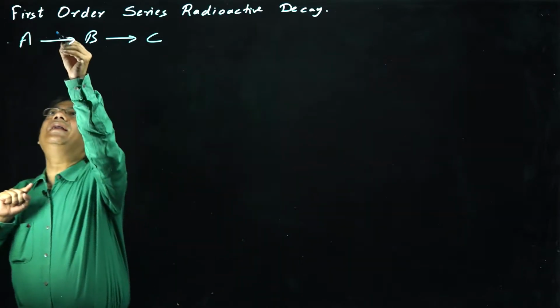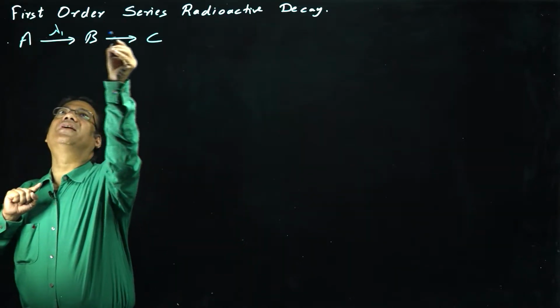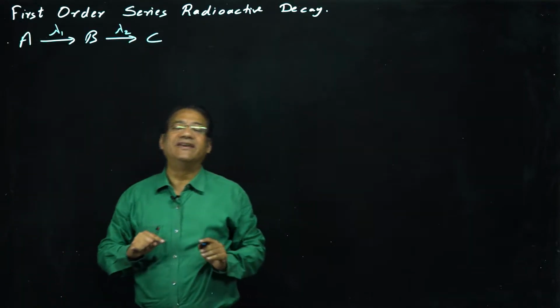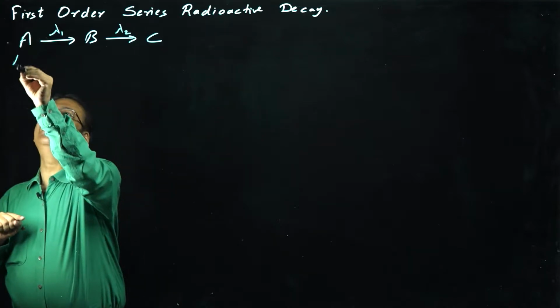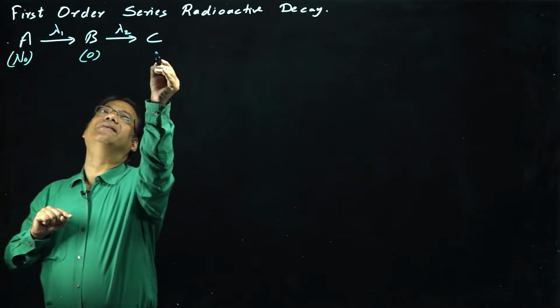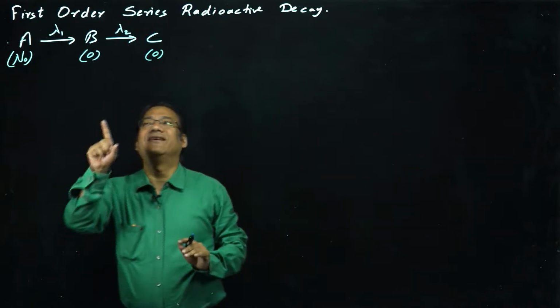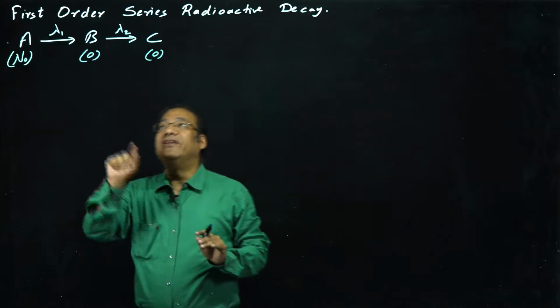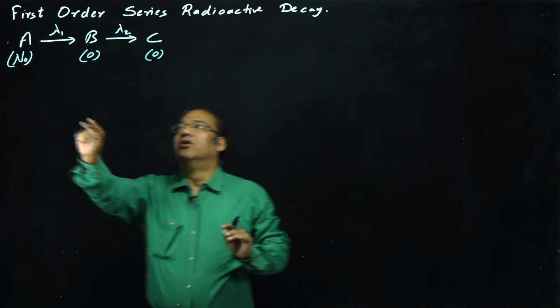Now A decaying into B, this is also first order with decay constant lambda 1. B decaying into C, this is also first order with decay constant lambda 2. Initially we have got some n0 amount of A, 0 amount of B and 0 amount of C. Now this is called first order series radioactive decay. Now we need to analyze this phenomenon.